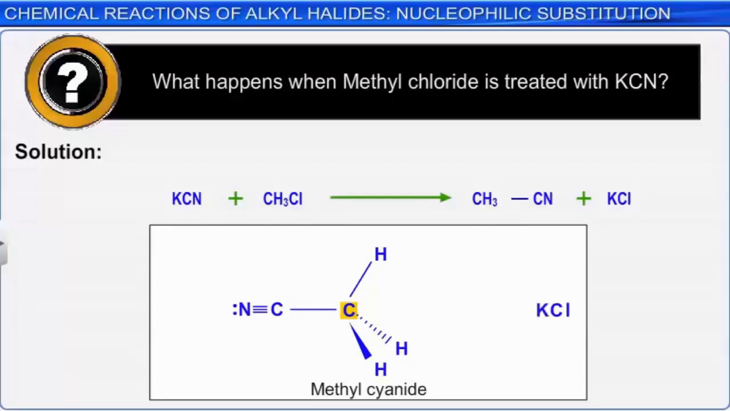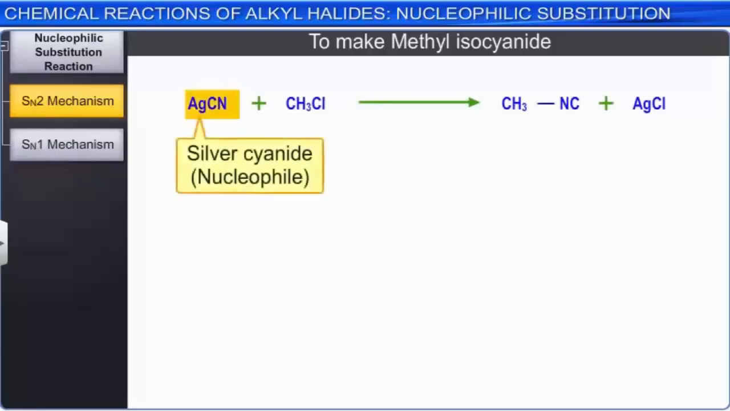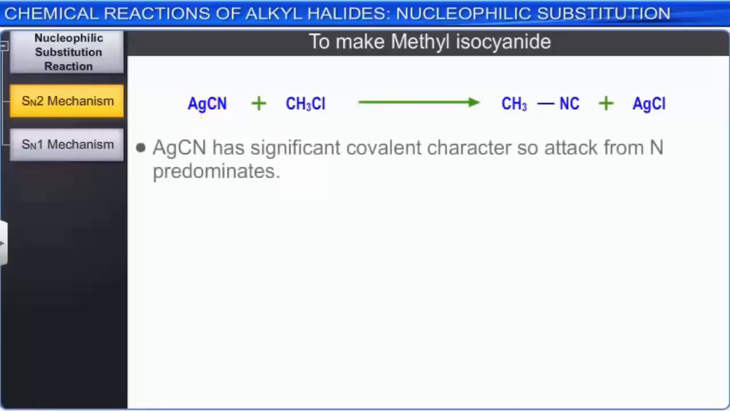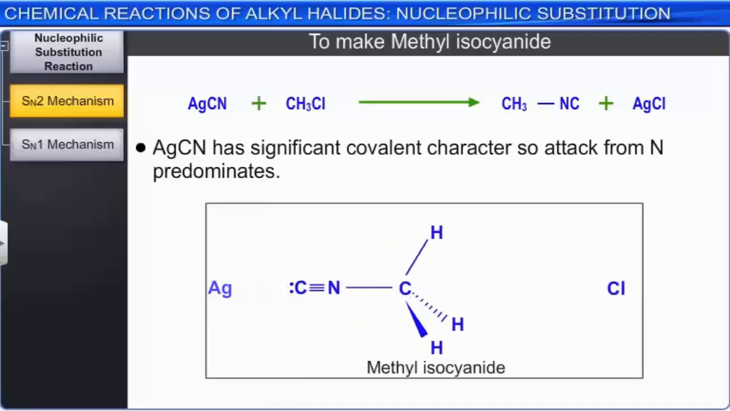In principle, the cyanide ion is ambident and could attack from either end. However, the C-C bond is more stable than the C-N bond. So, methyl cyanide is the primary product. If we wanted to make methyl isocyanide as the primary product, we should have used silver cyanide as the nucleophile. Since silver cyanide has significant covalent character, linking through the nitrogen atom predominates.